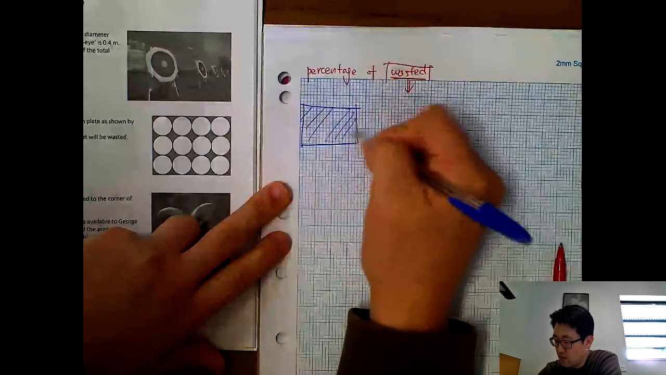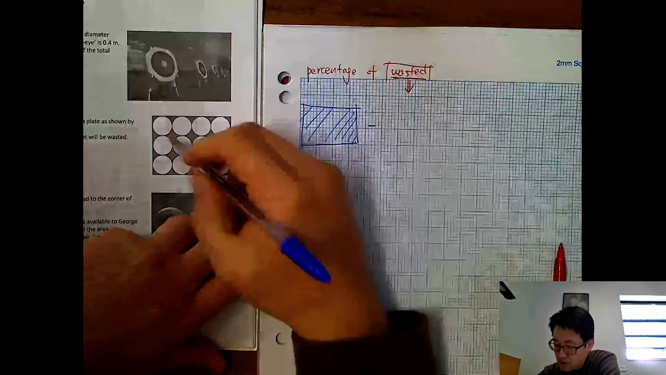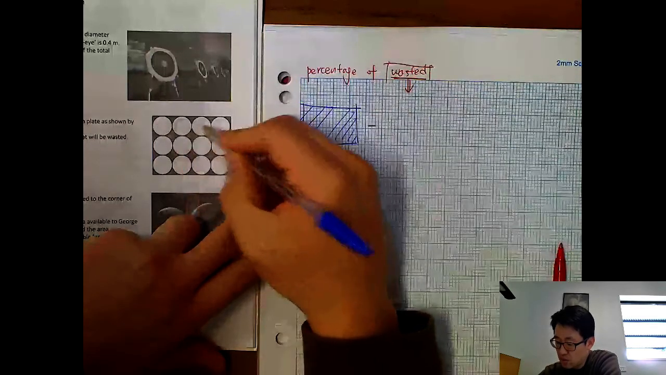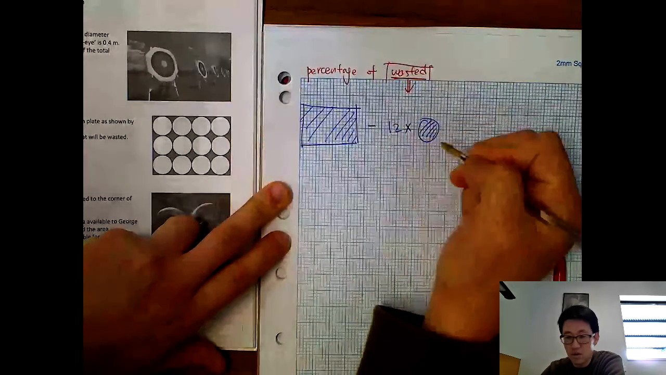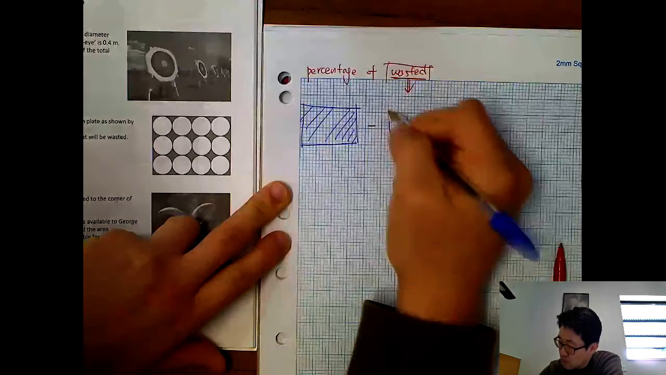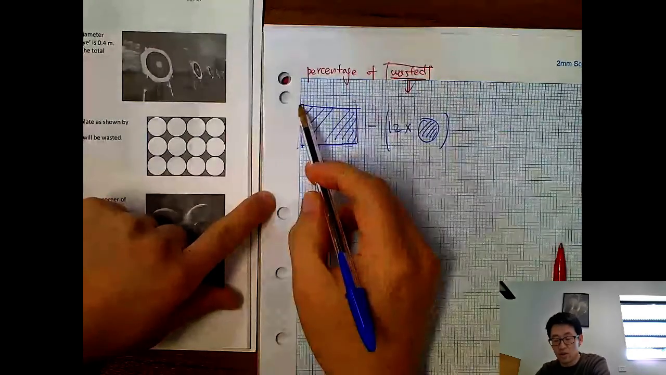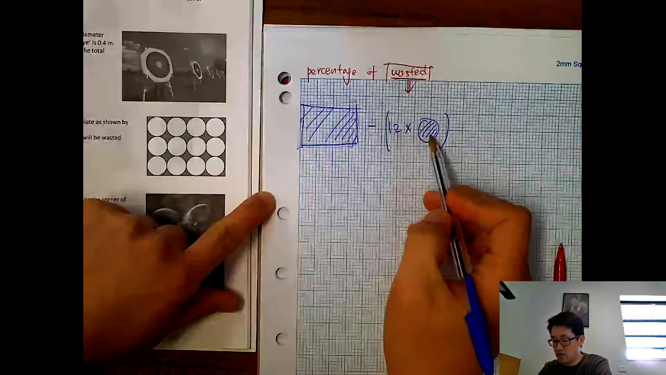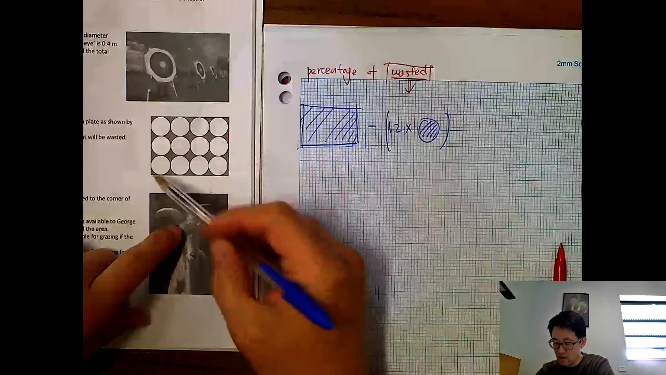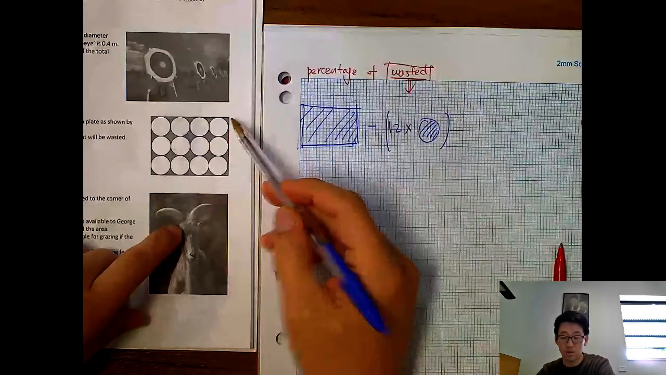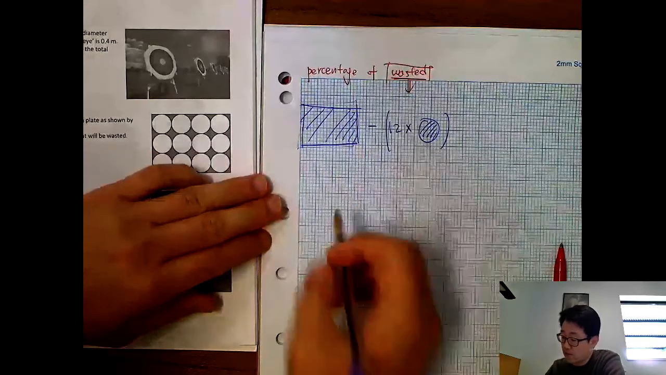That's all I have. And then minus, how many circles in it? 1, 2, 3, 4, 1, 2, 3. That's 12 of this circle. So basically, from the whole rectangle minus 12 of that circle will give me that gray area, which is wasted. Does it make sense? Let's get that area, okay?